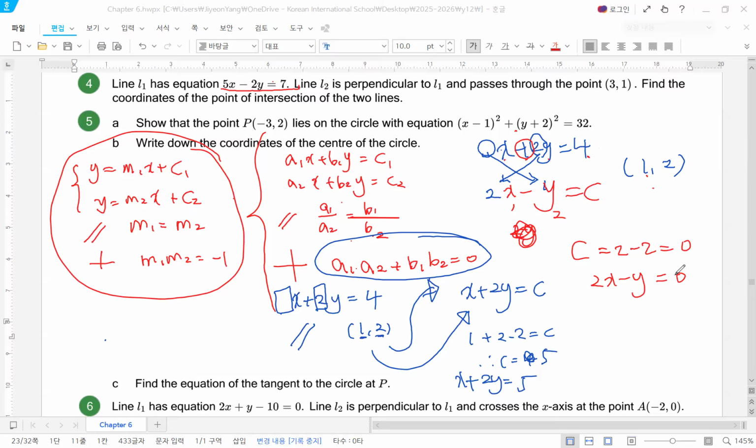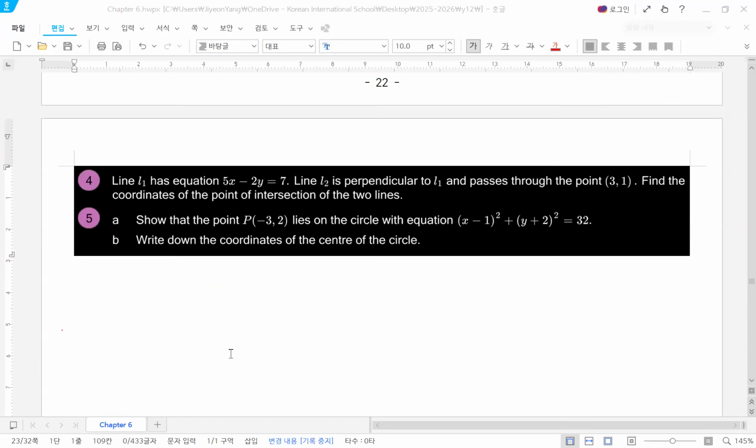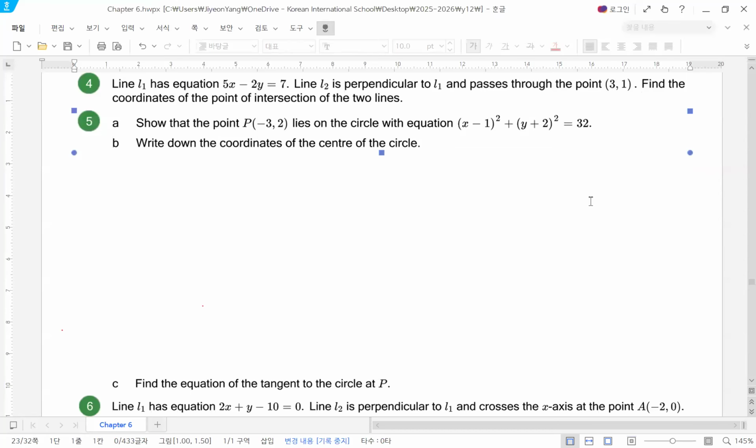Please keep this in your mind and let's solve question number 4. I am recording this so that I'm going to try to upload this for your reference. It doesn't work smoothly, sorry. Okay.